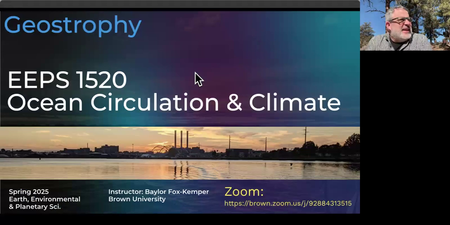So today we're going to talk about yet still another rotating force balance. This one may be probably the most famous force balance in atmospheric and ocean sciences, and it's one of the most central concepts in how all rotating fluids work. It's called geostrophy, which is a very fancy sounding word.